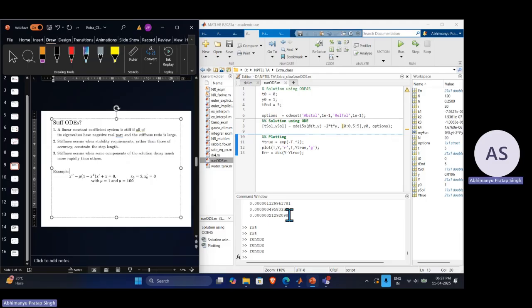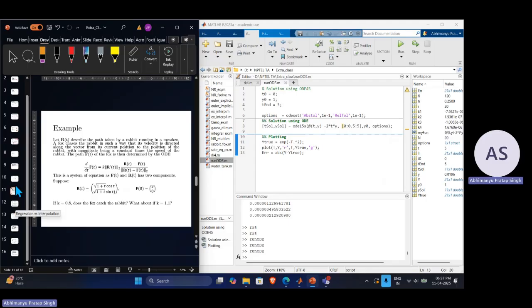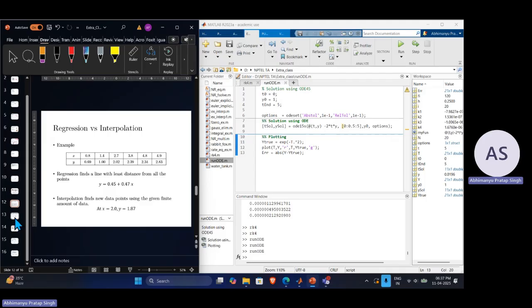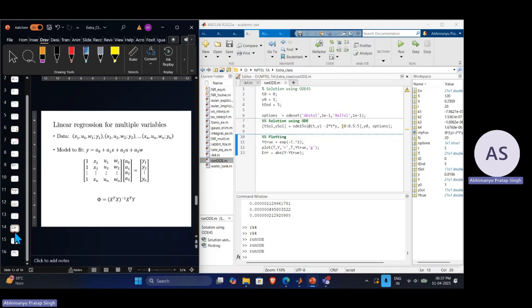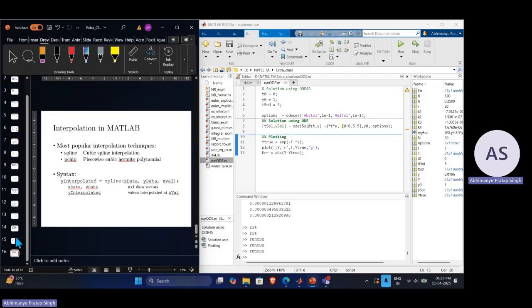Right. So I think I have already touched the 2 hour mark. I had some other problems, but I have already discussed these problems in my previous classes, so you can just go through that. Then there is regression and interpolation, which is also very simple. You guys can go through them.